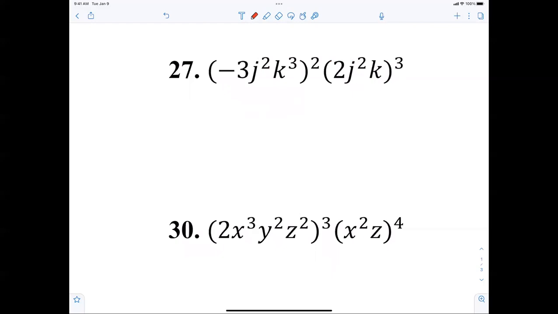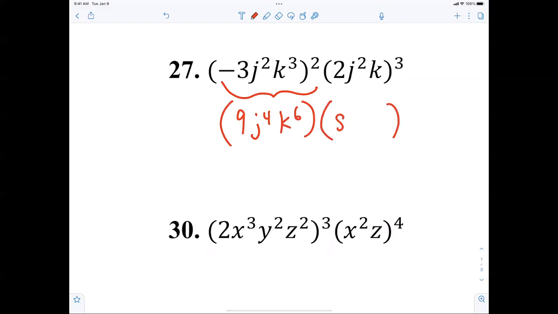All right, Maya. This would be the exponent. -3 to the 2nd power is what? 9, and then J to the 4th. Then what? 7 to the 6th. Then what? 8, J to the 6th.